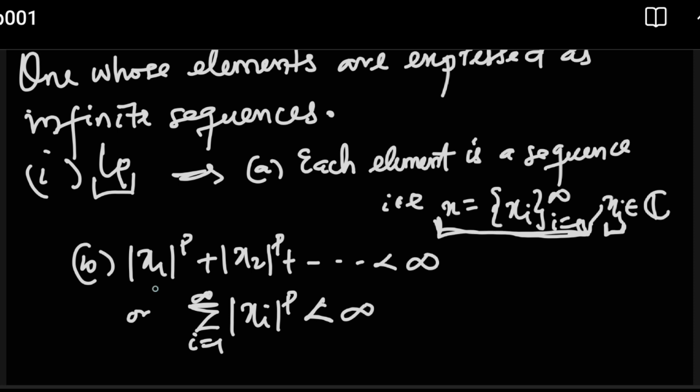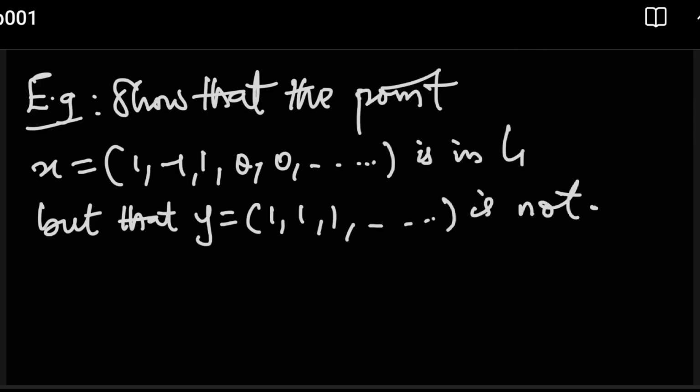Now it must also satisfy this, that is, remember LP. The pth power of the absolute value of each element, when you sum them from 1 to infinity, must be finite. That is, it must be less than positive infinity. It must be finite. Then you will say that it satisfies the LP sequence space, or is an LP sequence space. All right, let us solve an example.